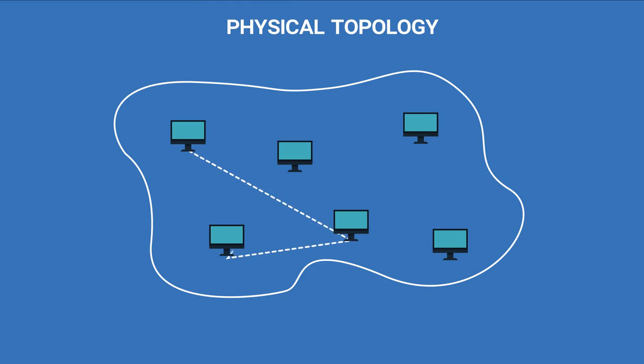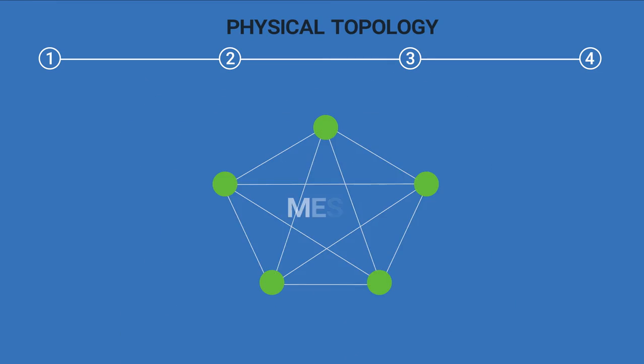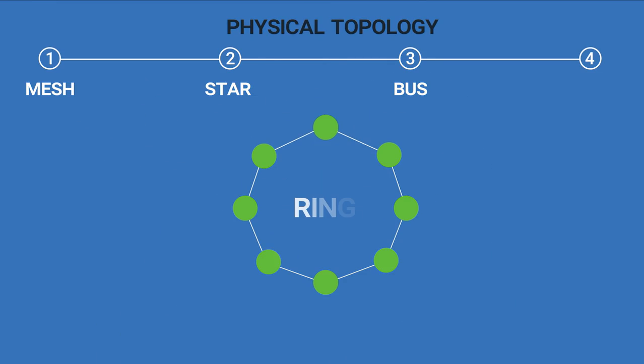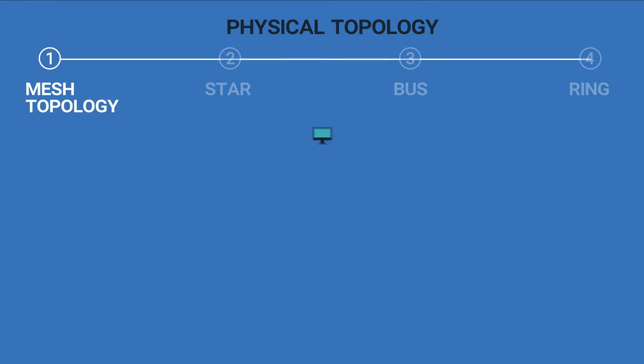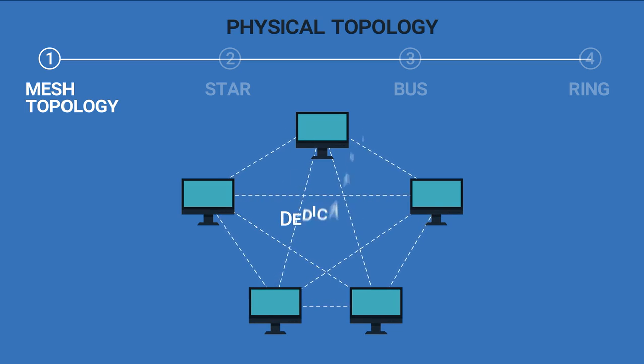The structural representation of the relationship of all the links and linking devices to one another is referred to as the topology of a network. There are four basic topologies: mesh, star, bus, and ring. Mesh topology. Here, every device has a dedicated point to point link to every other device. The term dedicated means the link carries traffic only between the two devices it connects.